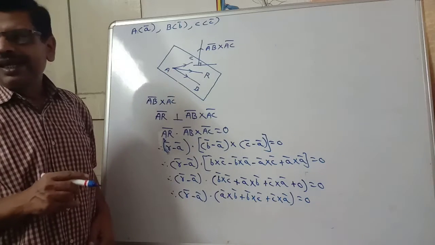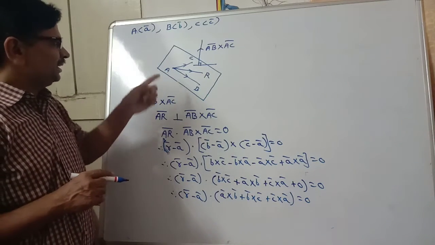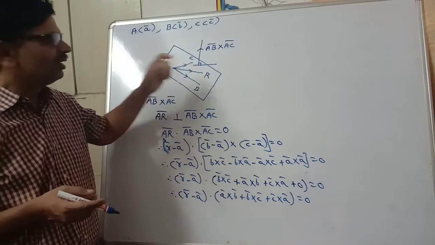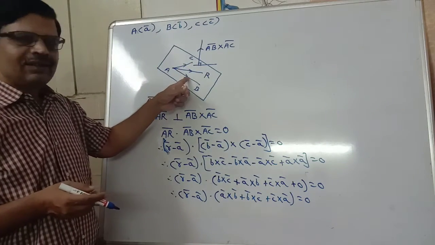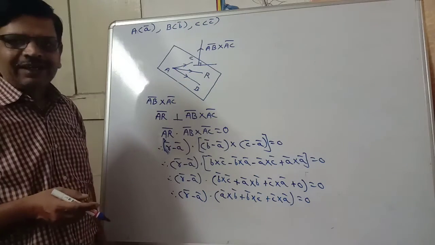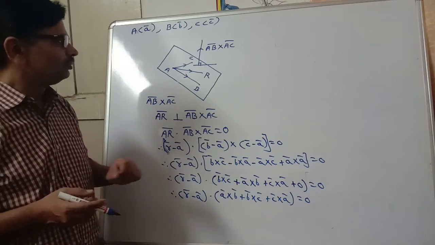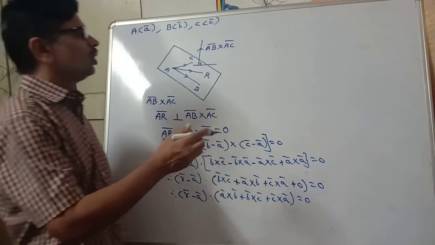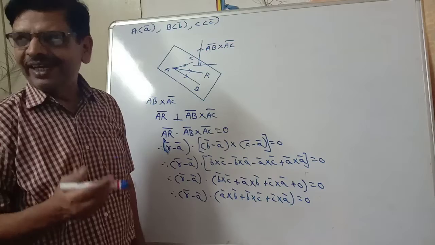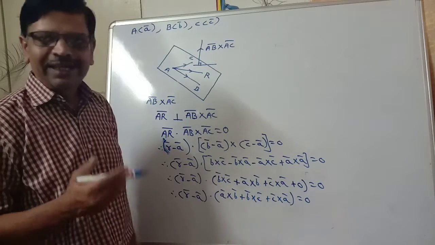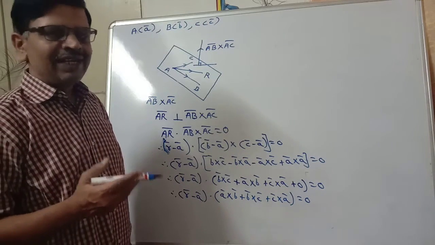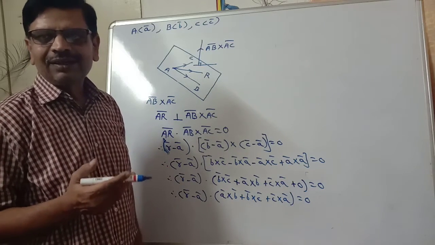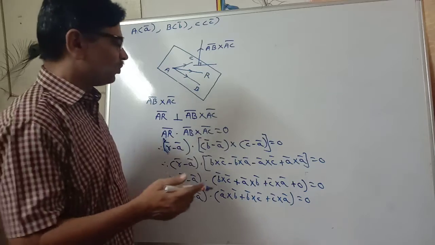In a plane, if we know position vectors of any 3 points which are non-collinear, then we can write the equation in vector form. Instead of that, if we know coordinates of any 3 non-collinear points in a plane, then also we can find the equation of the plane. But that equation is in Cartesian form.